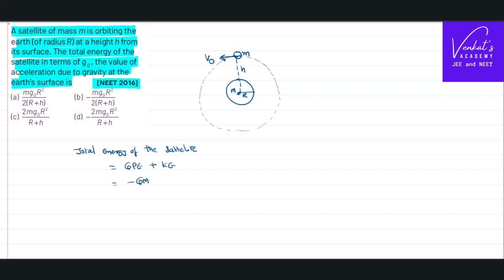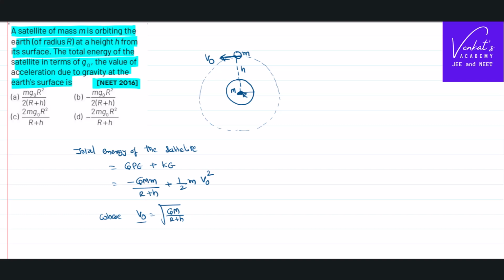I know that the formula for the gravitational potential energy is minus GMm by r plus h, because it's at a height h. From the center, the distance is r plus h. Kinetic energy is half m v orbital square, where v orbital is the orbital velocity, that is root of GM by r plus h, where r plus h is again the distance from the center to the object. Be careful, it's not root GM by r, it's root GM by the distance from center to that planet, that is root GM by r plus h.